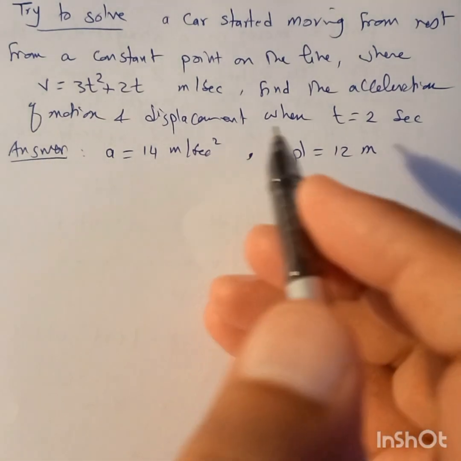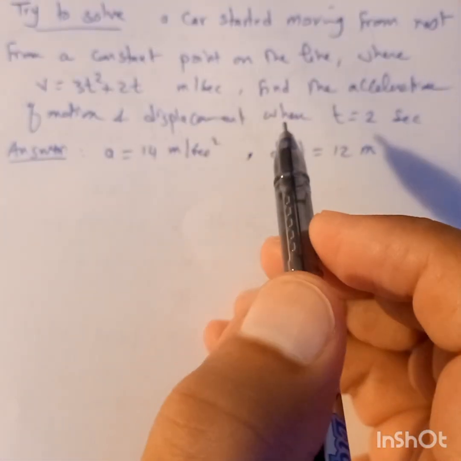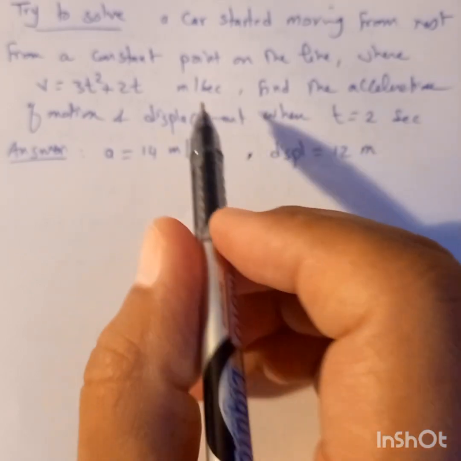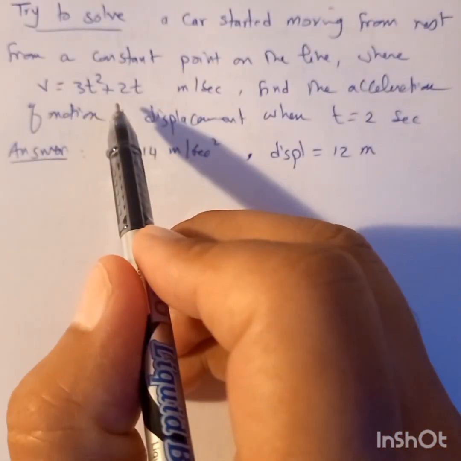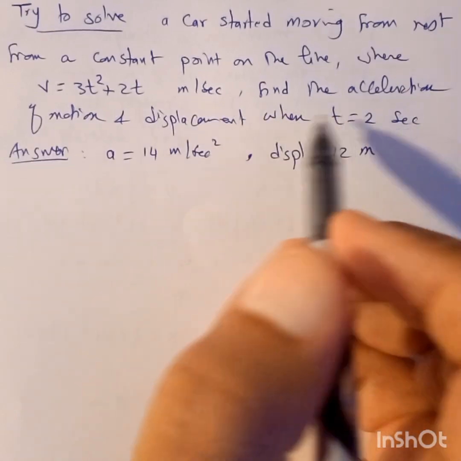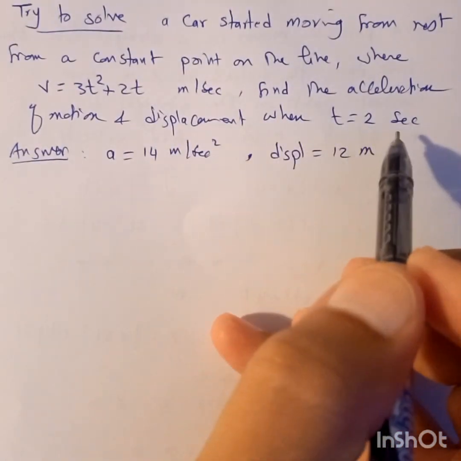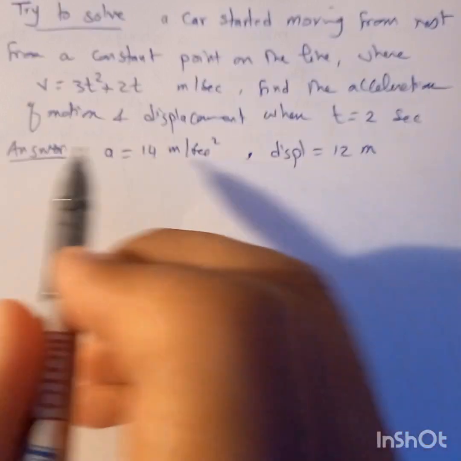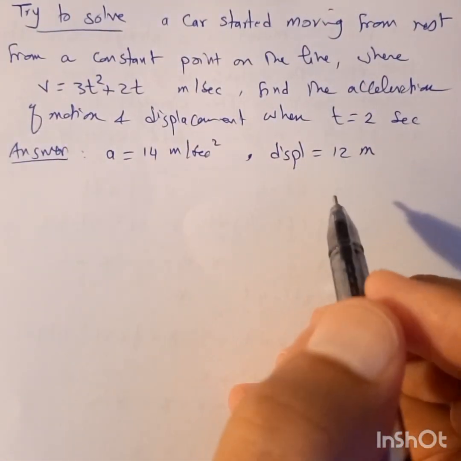Now let's try to solve together. We have this problem: a car started moving from rest from a constant point on the line where v equals 3t square plus 2t meter per second. Find the acceleration of this motion and displacement when t equals 2 seconds. The answer is acceleration is 14 meter per second square, displacement equals 12 meter.